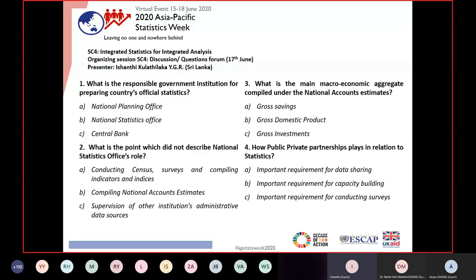The next question is how public-private partnership plays in relation to statistics. Public-private partnership in relation to statistics is an important requirement for data sharing between the public sector and the private sector. By building up the public-private partnership, there is a possibility to expand the capacity of the National Statistics Office. Thank you.